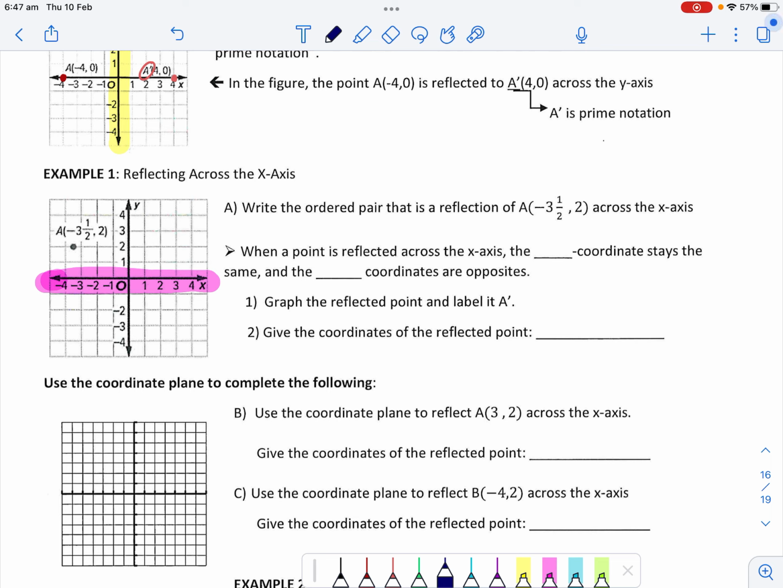So I'm going to count the number of spaces away from the x-axis that I am. So 1, 2, and then I'm going to count the same number of spaces to the other side. 1, 2. And this is going to be labeled A prime.